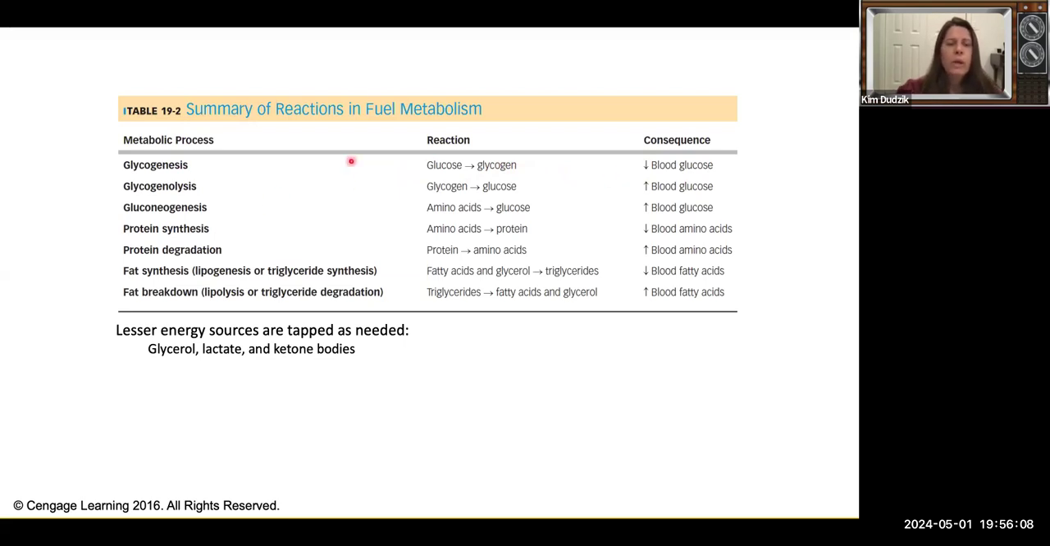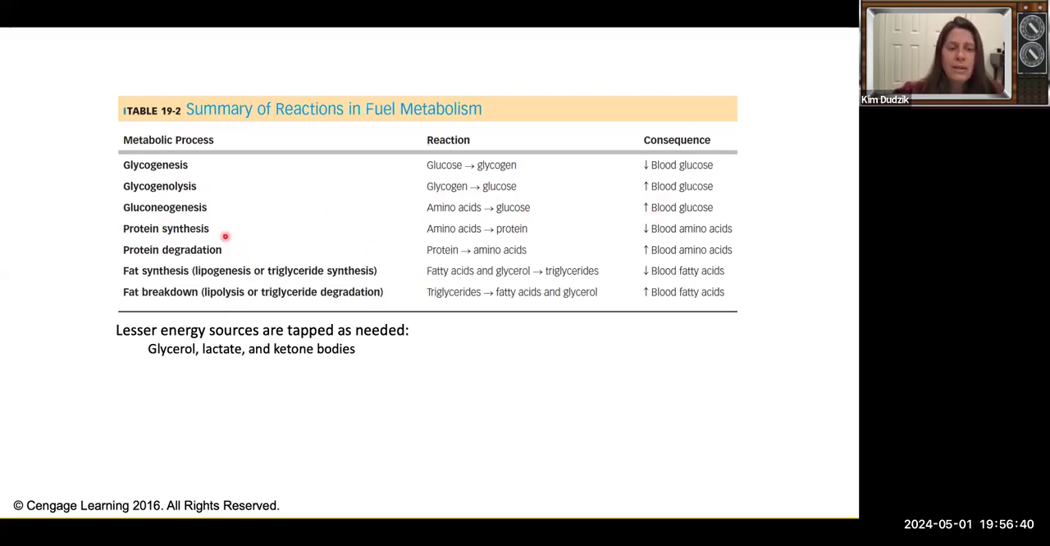Okay, well, the liver can also do a process called glycogenolysis, and that's the opposite process. The liver can take that glycogen and break it back down into glucose and release it into the blood. So that would increase blood glucose levels, right? Gluconeogenesis is the process of taking amino acids and converting those into glucose. That would raise blood glucose levels.